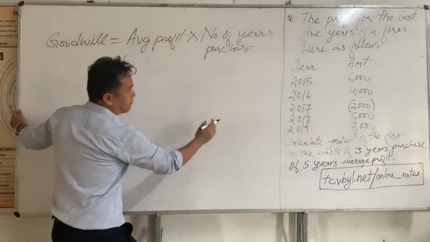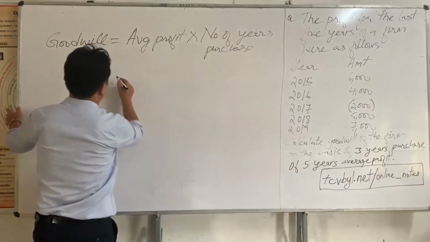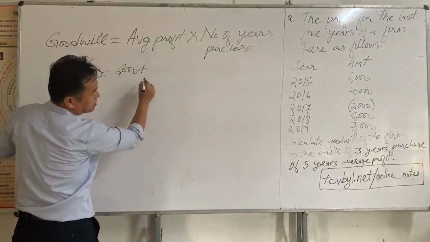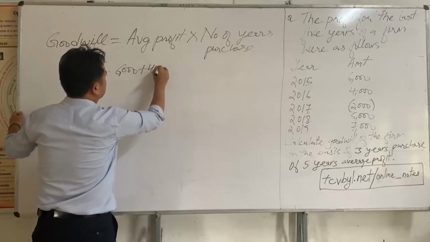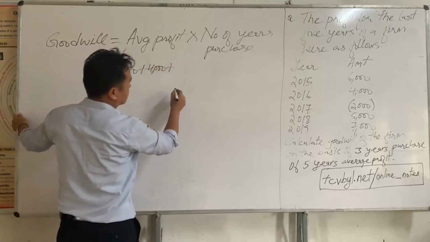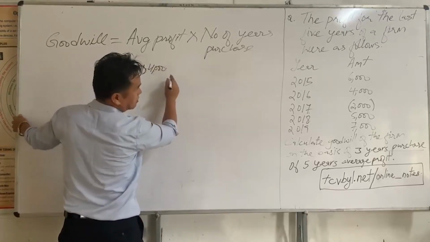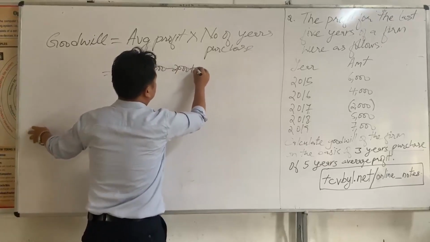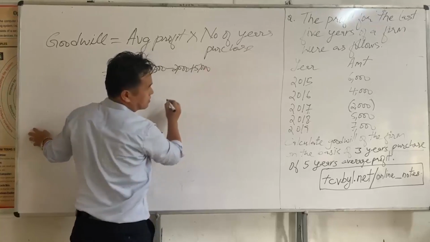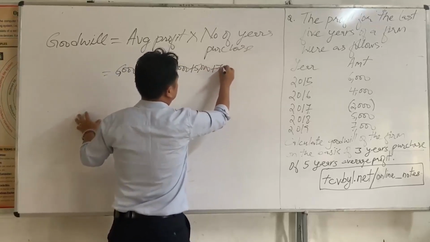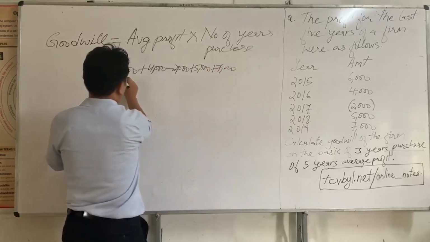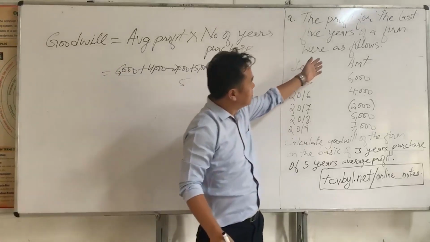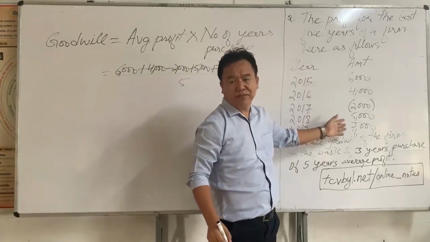So what is the profit of past 5 years? 6,000 plus 4,000 minus 2,000 plus 5,000 plus 7,000, and it should be divided by 5 since we have profit of 5 years.